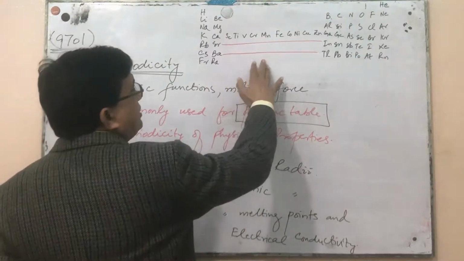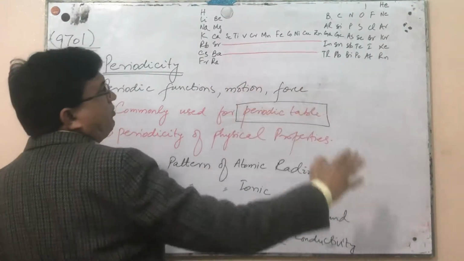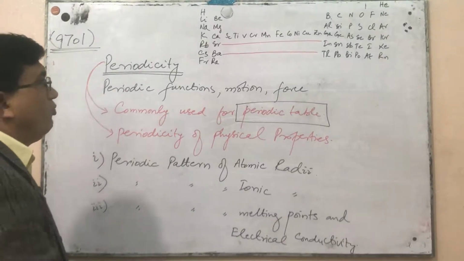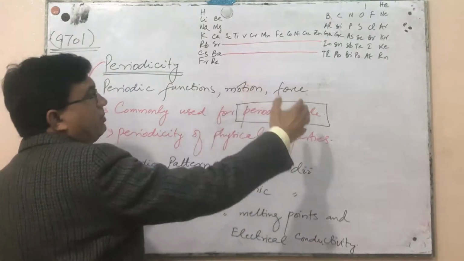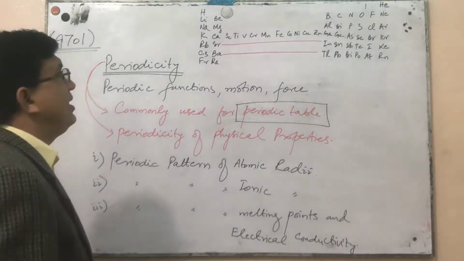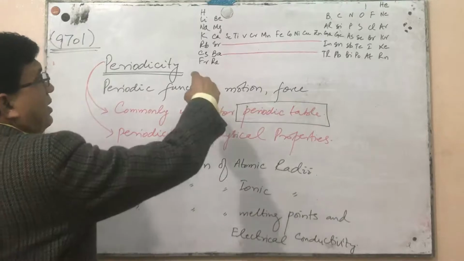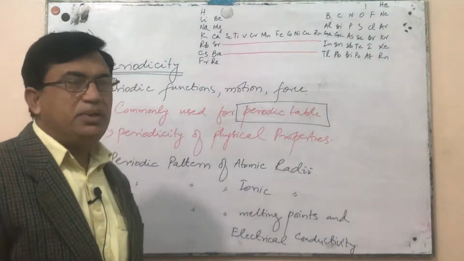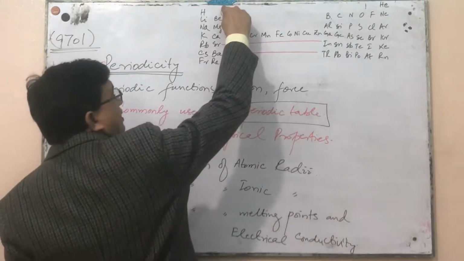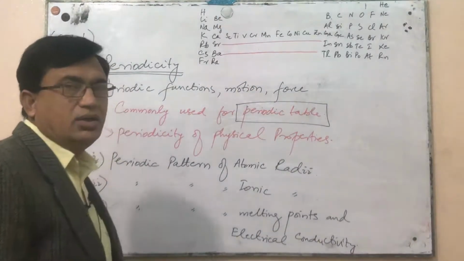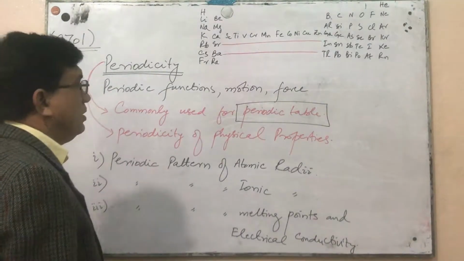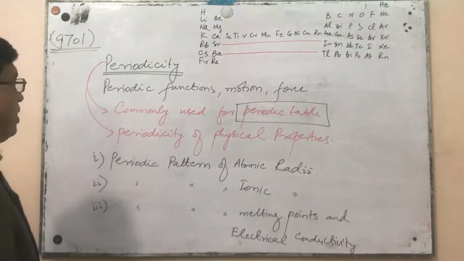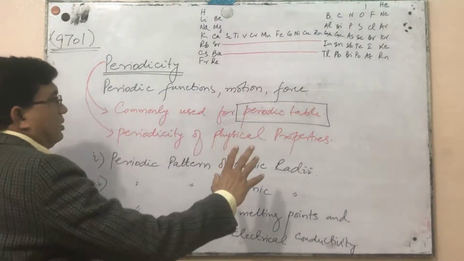This is a general version of the modern periodic table. With respect to this periodic table, in the previous classes we have already learned that elements arranged from left to right are called periods, and elements arranged from top to bottom are called groups. There are groups and periods present in the periodic table.